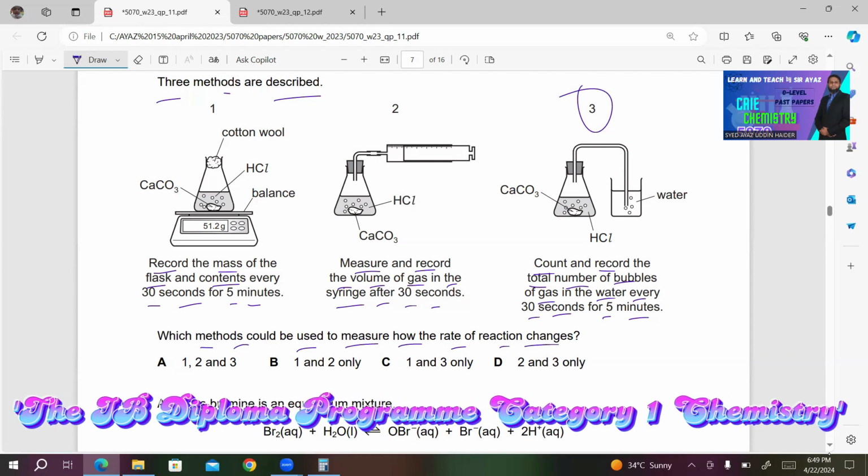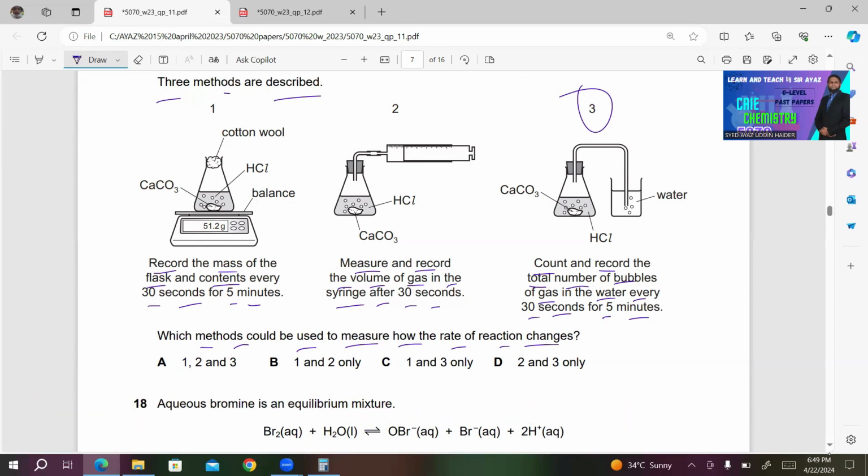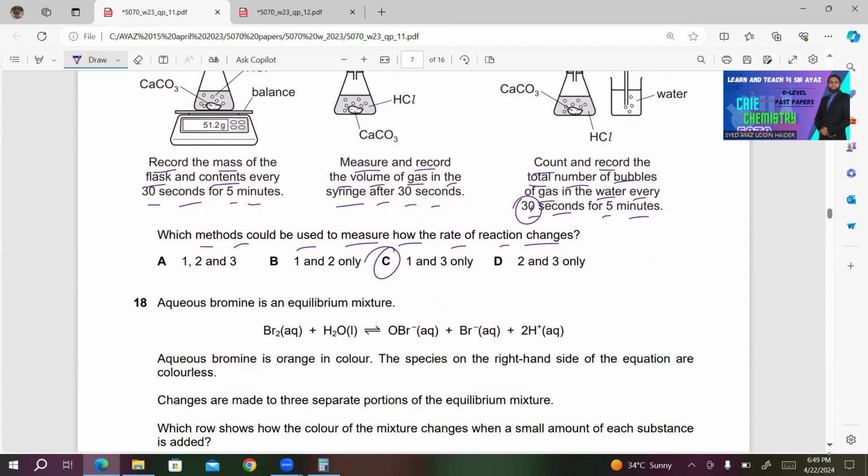So for me, 1 and 2 is practically possible. So we can measure and record the volume of gas in the syringe after 30 seconds. This is practically possible. But the marking key says that 1 and 3 is the right answer, which is C. It doesn't make any sense. I don't know how you can count the number of bubbles of gas in water every 30 seconds for 5 minutes. But C is the right answer in this case.